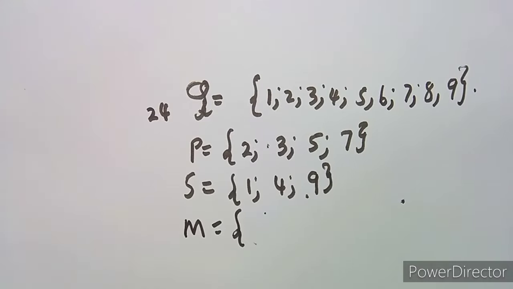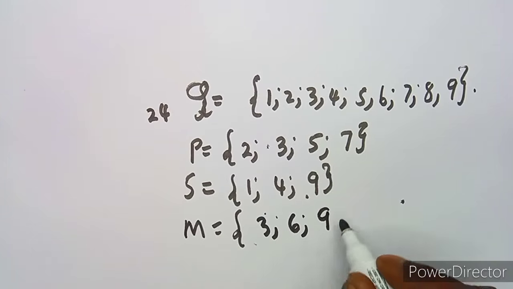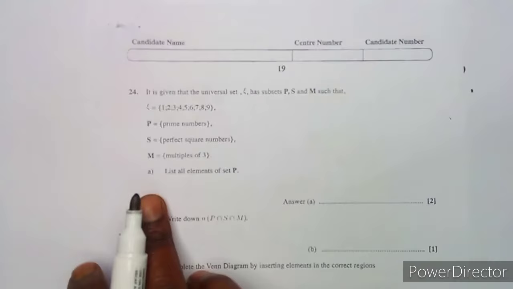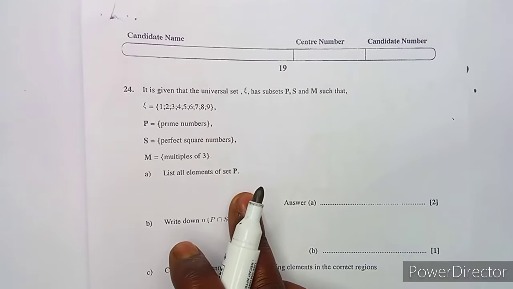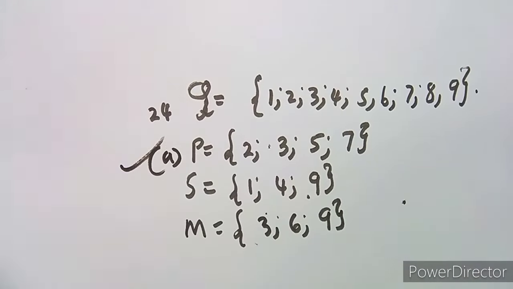Which means we're talking of 3, 6, 9, 12. So we're going to take 3, 6, 9 up to what is in the set. We can't take 12 because it's out of the universal set, because the universal set is your mother set. Anyways, the first question is to list all the elements in P. So already we have listed the elements in P. This is our elements in P.